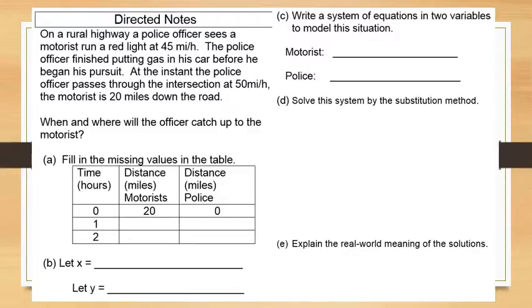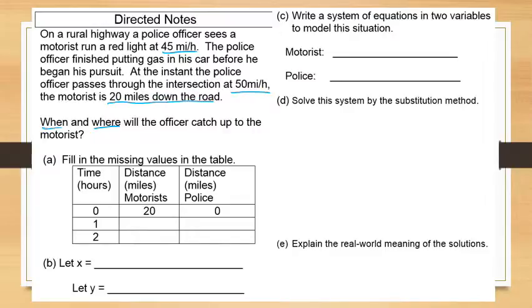So the first word problem talks about how on a rural highway, a police officer sees a motorist run a red light at 45 miles per hour. The police officer finished putting gas in his car before he began his pursuit. At the instant the police officer passes through the intersection at 50 miles per hour, the motorist is 20 miles down the road. So when and where will the officer catch up to the motorist? You should recognize this as a system of equations problem because, again, we're trying to figure out an intersection point. The when and the where they will meet up.